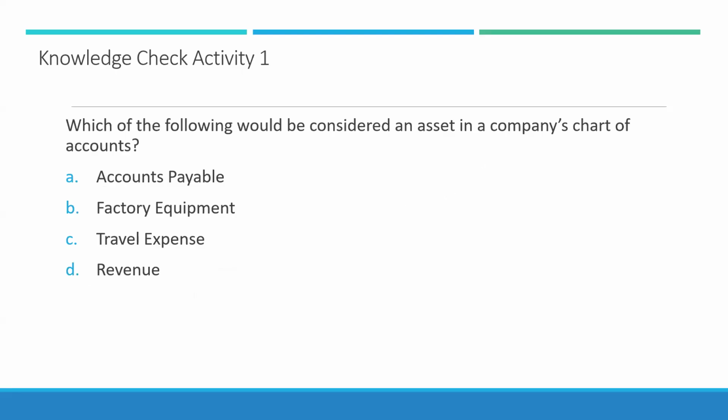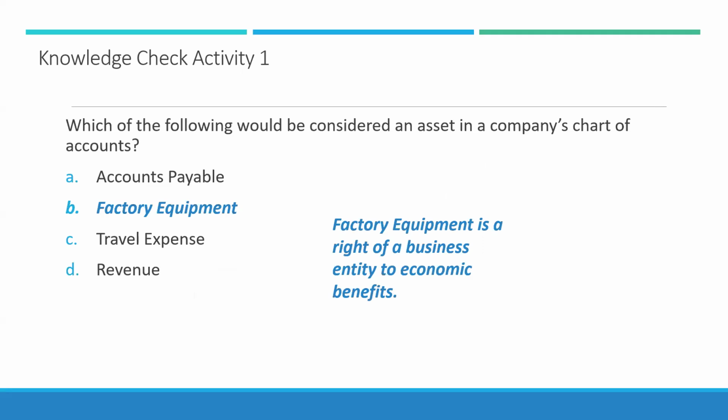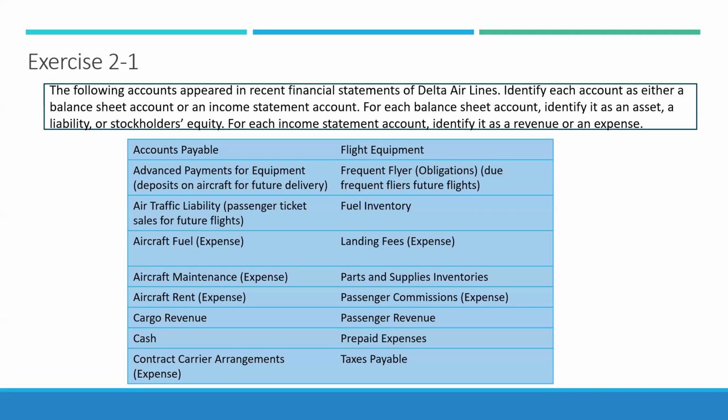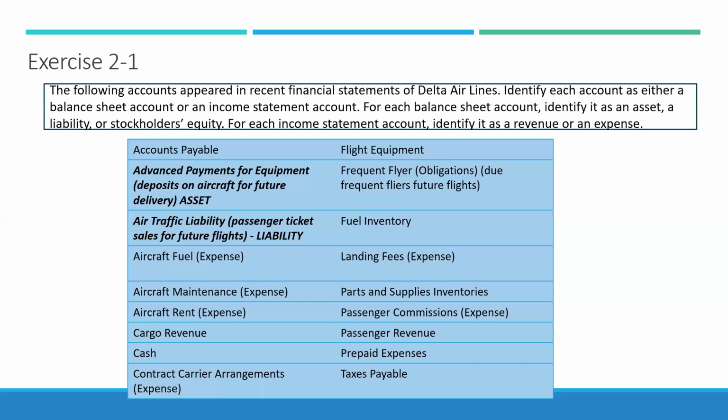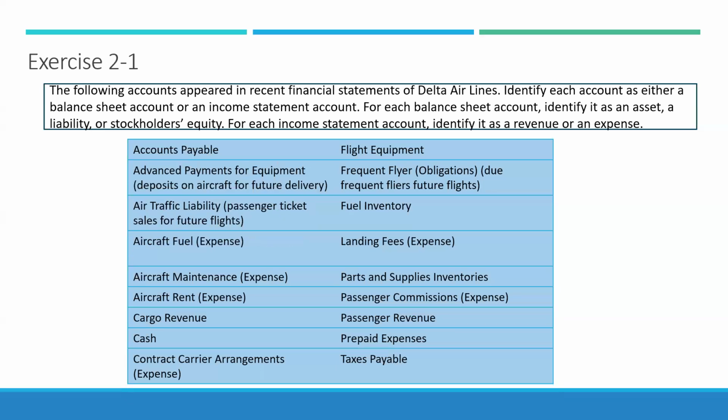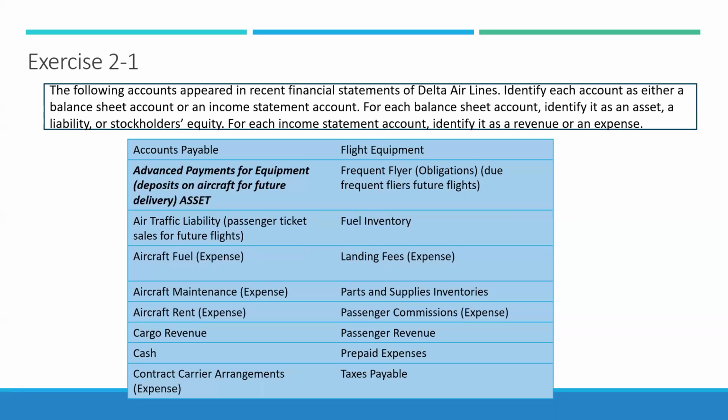Which of the following would be an asset? Yep, factory. I think I heard factory. Right, because it's going to provide benefit in the future. We don't have to go over each one of these because I do want to get into more of the details of journal entries, but this is the one, right?